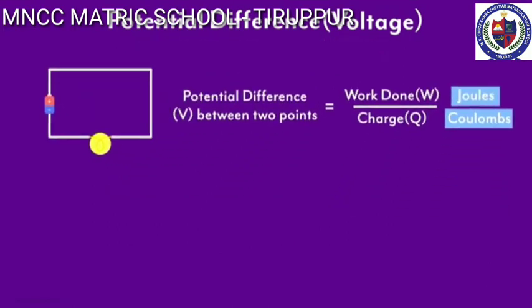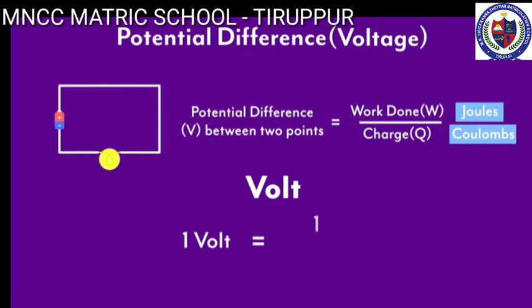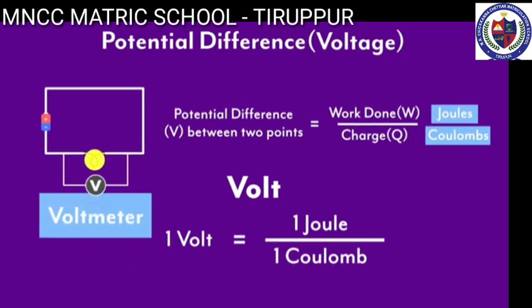The SI unit of work is joule and charge is coulomb. The SI unit of potential difference is volt. Here 1 volt is equal to 1 joule divided by 1 coulomb. Voltmeter is an instrument used to measure the potential difference. To measure the potential difference across a component in a circuit, the voltmeter must be connected in parallel.